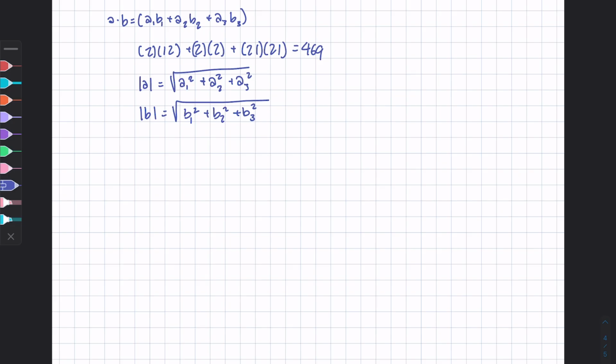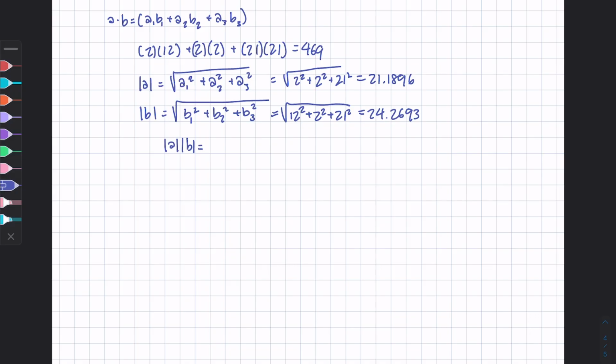If we plug in the numbers, we get the magnitude of A equals the square root of 2 squared plus 2 squared plus 21 squared, which equals 21.1896. And the magnitude of B equals the square root of 12 squared plus 2 squared plus 21 squared, which equals 24.2693. Then we have to multiply the two magnitudes together, which gives us 514.2568.